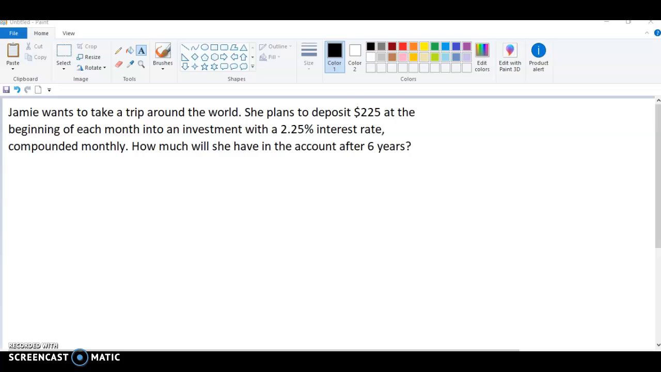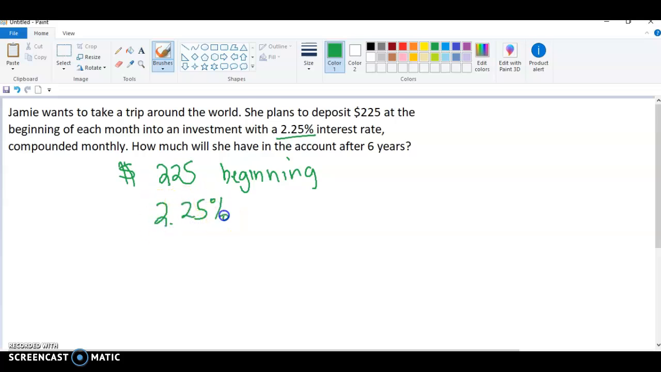Alrighty, so for our example here, we have Jamie, and Jamie wants to take a trip around the world. She plans to deposit $225 at the beginning of each month. That is key information. So $225 at the beginning of each month. And it will have a 2.25% interest rate, so 2.25% compounded monthly.